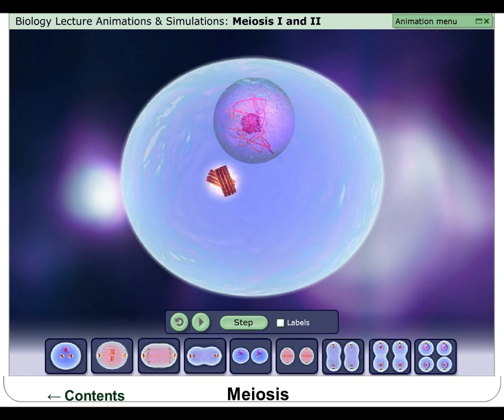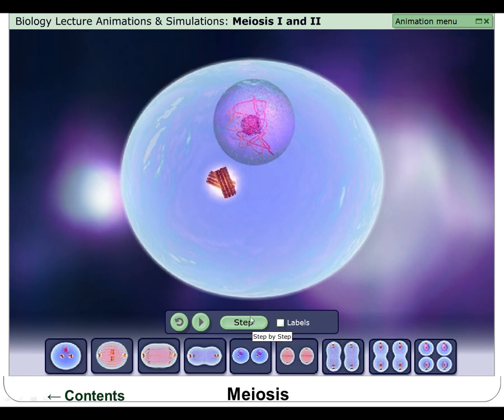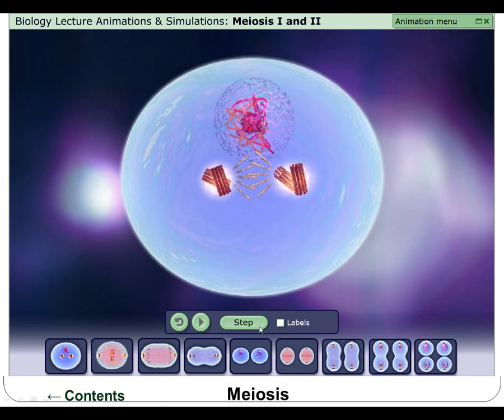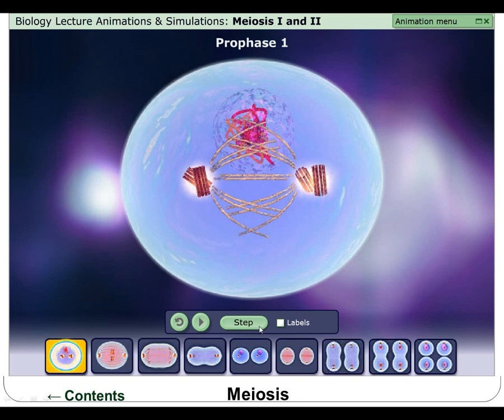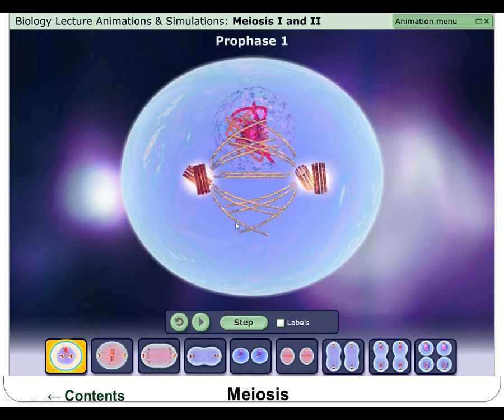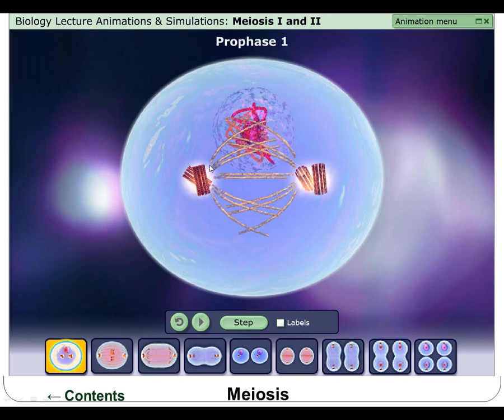Let me see if this animation is going to work. I'm not sure that it will, because I wasn't able to load it onto my computer like I was hoping to today. So this is just going to go through meiosis 1 and 2, a review of what we've already covered. This is a precursor cell that's going to enter into meiosis 1. During prophase 1, the DNA has already replicated, and we can begin to see the spindles forming and the little centrioles which these spindles will attach to.